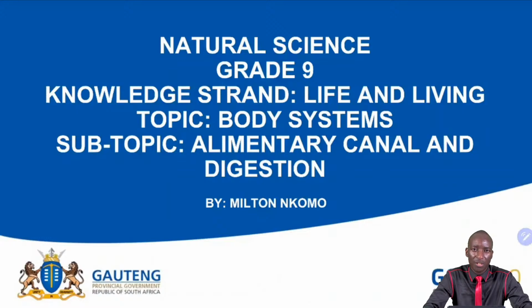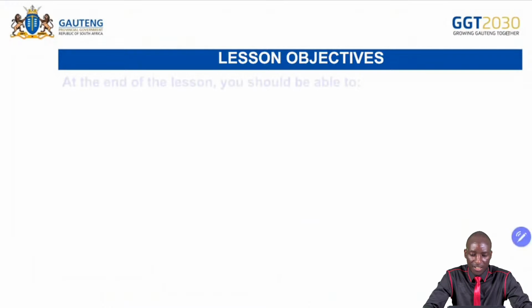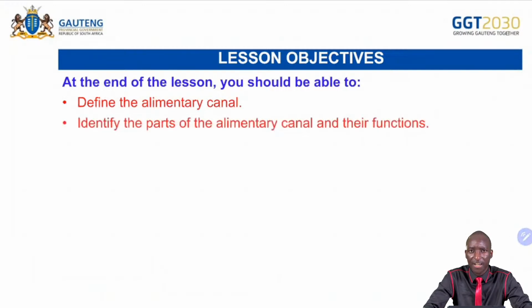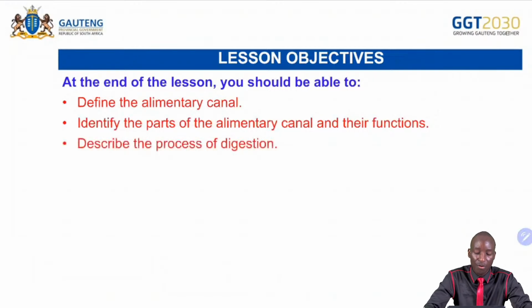Let's go through the objectives of today's lesson. By the end of the lesson, you should be able to define the alimentary canal. You should also be able to identify the parts of the alimentary canal and their functions. Then finally, you have to be able to describe the process of digestion. So these are the objectives of the day. And the source of our lesson is the CAPS document, page 57.